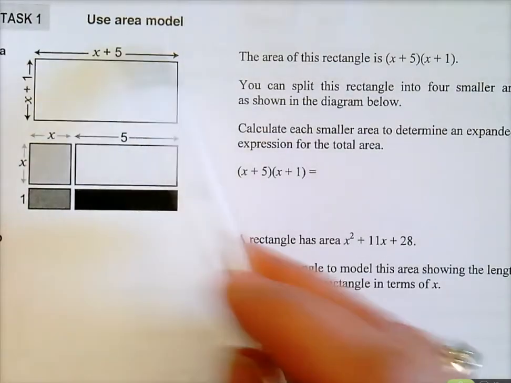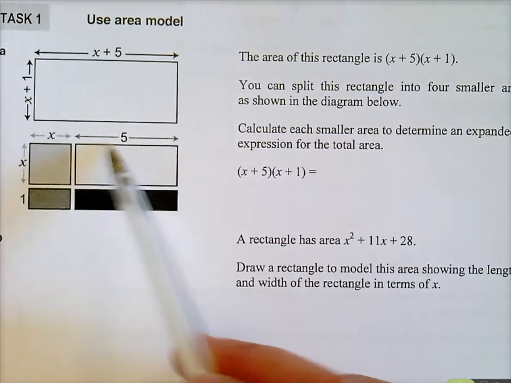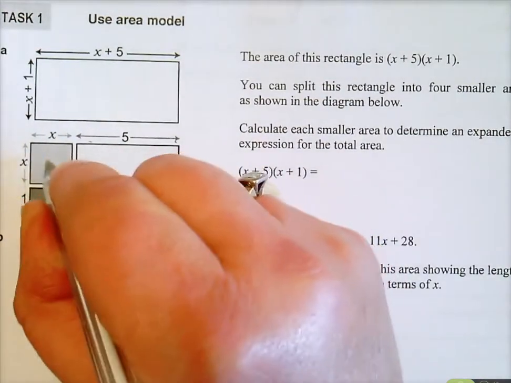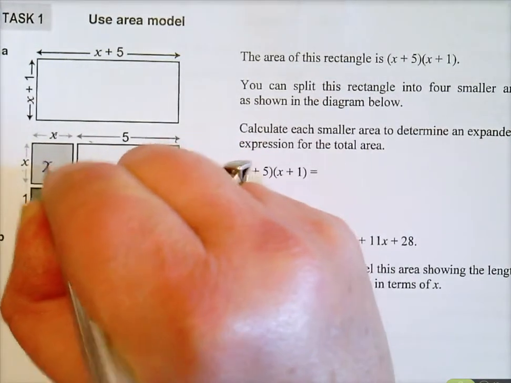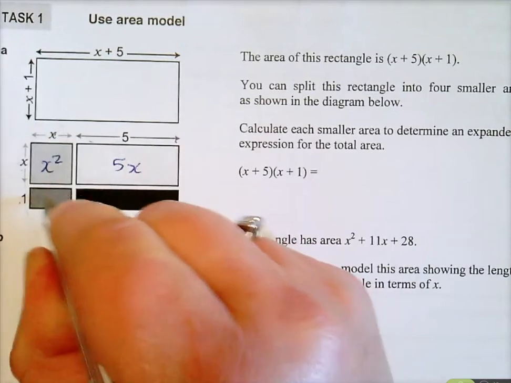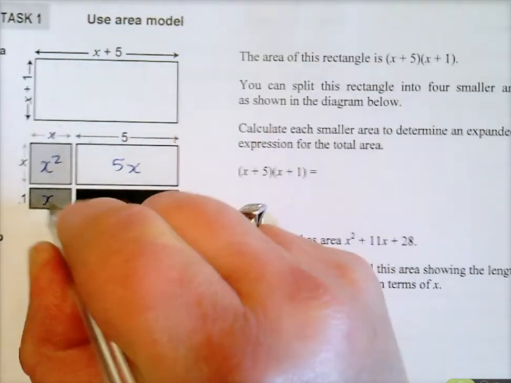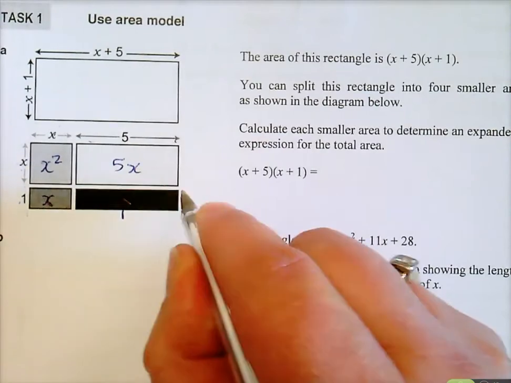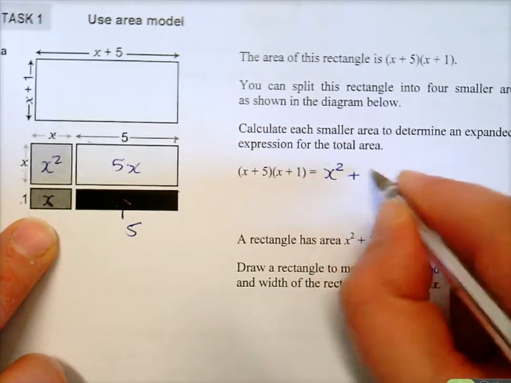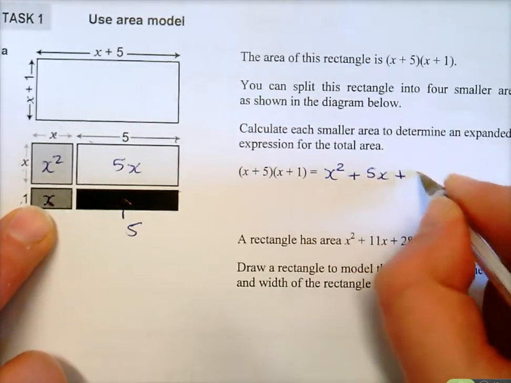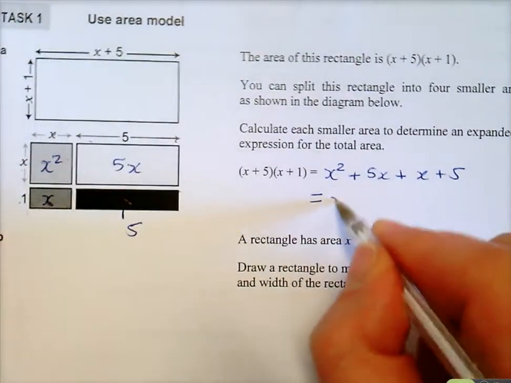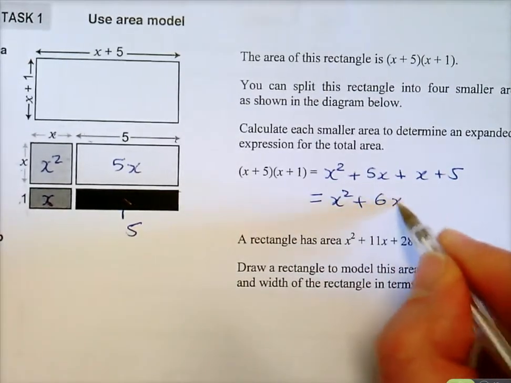So girls, again, this rectangle, x plus 5 times x plus 1. There's the x, there's the 5, there's the x, there's the 1. Do you want to write the areas of each rectangle? What have we got? X times x is x squared. X times 5 is 5x. 1 times x is x. And what's in this one? 5. 1 times 5. See, 5 times 1 is 5. So therefore, we just add them all up. It's x squared plus 5x plus x plus 5. Are we okay with that? Just doing the area of each rectangle, which is what? X squared plus 6x plus 5.